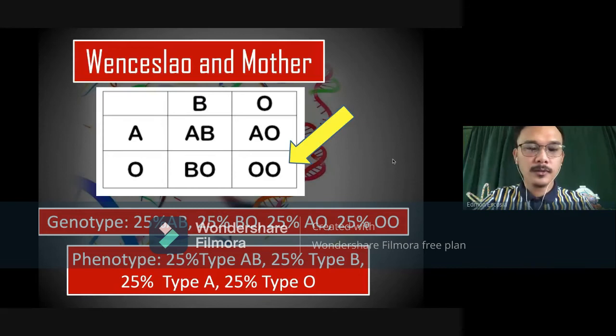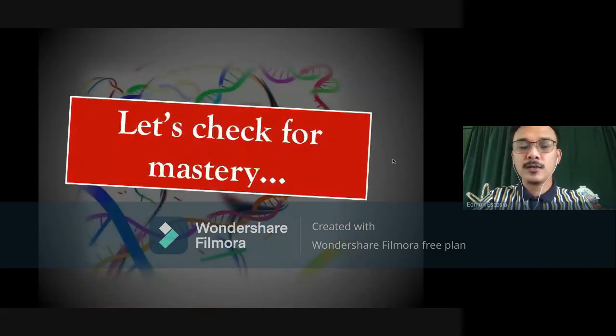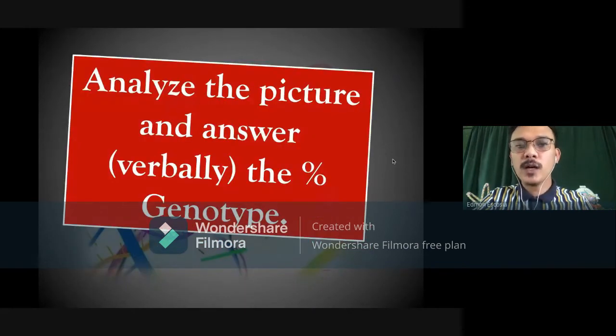Okay, I hope you were able to get something from that activity. And now, this is just to wrap up things, and this is to check your mastery of the lesson. You would be able to answer or predict the percentage genotype or the percentage phenotype. Okay, without giving you so much time, let's see if you can already answer based on a Punnett square only. Okay, let's see if you have already mastered that one. Okay, so you're going to analyze the picture and then answer verbally the percentage genotype. So let's see if you can answer even without writing it.